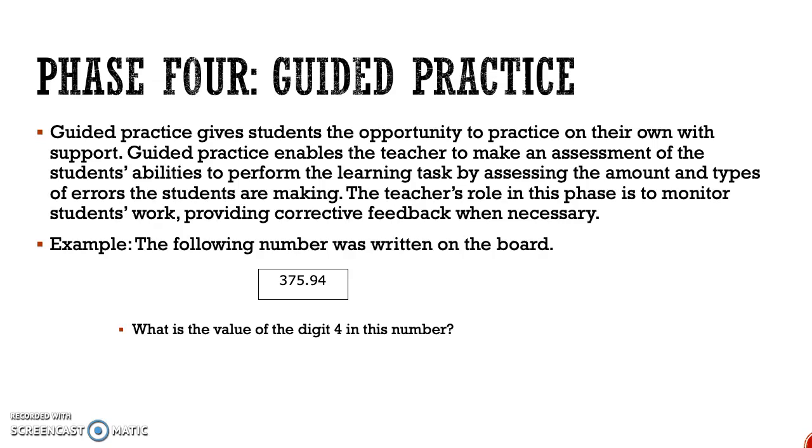Phase 4 is guided practice. Students will be working on their own, and I will be monitoring and providing feedback and making sure that they are learning the task. So the problem that they will be working on is this. This number is written on the board, 375 and 94 hundredths. And you are to find the value of the digit 4 in this number.